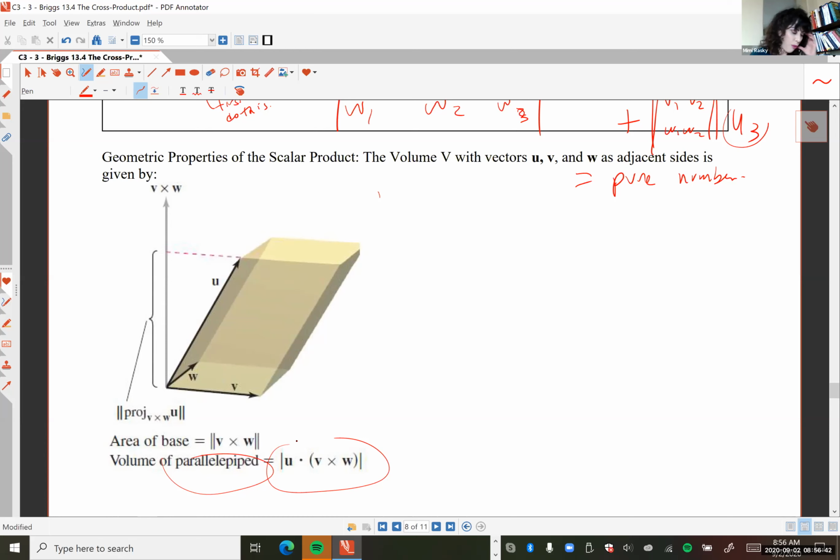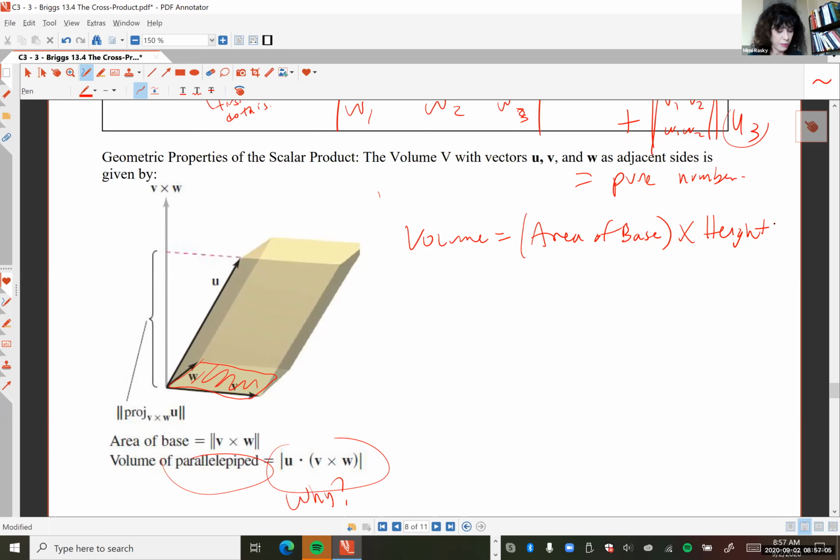Cool. Now, how did they get that? Why is this true? If you didn't know anything about this being true, here's the idea. The base of this solid is down here. So the volume is going to be equal to the area of the base times the height of this solid, this parallelepiped. The area of the base, you already know. We want to find the area down here. The base is basically a parallelogram, and you have two vectors forming adjacent side lengths of that parallelogram.